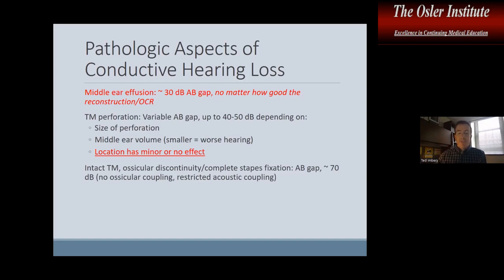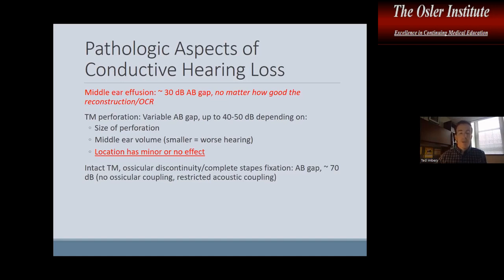Tympanic membrane perforation, this is important. So there's obviously potential for various air-bone gaps, depending on a couple of variables. So we talk about the size, and classically we thought that the bigger the size, the worse the hearing. So size and location honestly have a fairly minor effect, and probably one of the most important things is actually the middle ear volume.